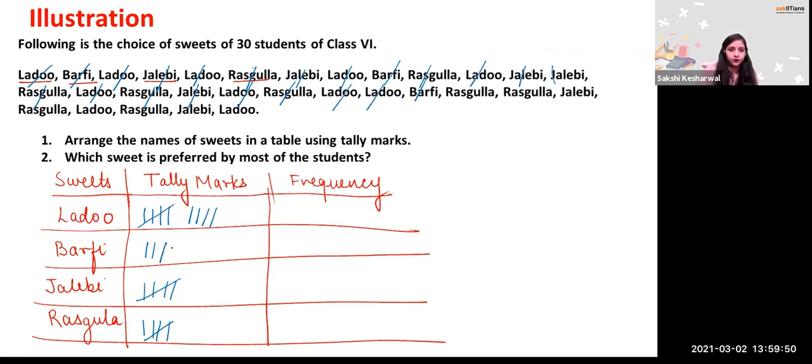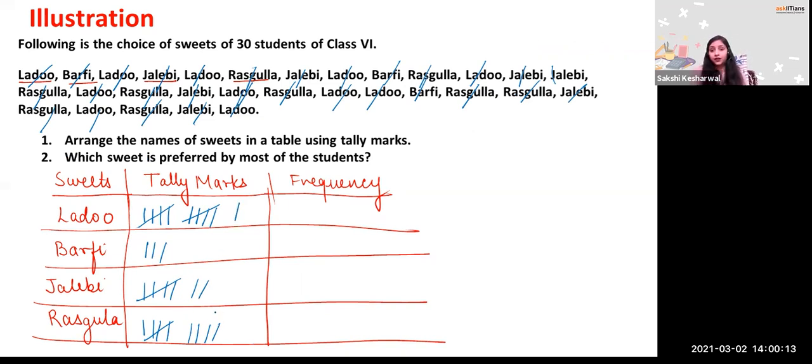Barfi. Third, rasgulla. This. Again a rasgulla. This. And again a jalebi. This. Then you have again a rasgulla, right? Again a laddu. One, two, three, four. Again a five, right? Now you have a rasgulla. It's like this. And then you have jalebi like this. And then you have a laddu, right?